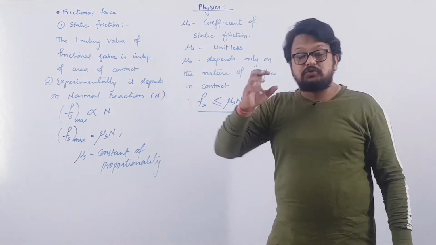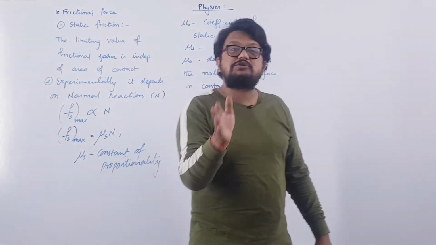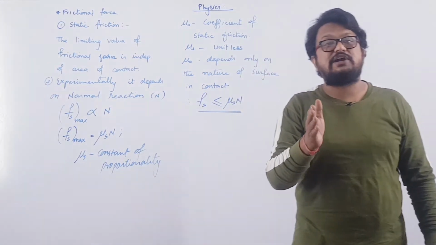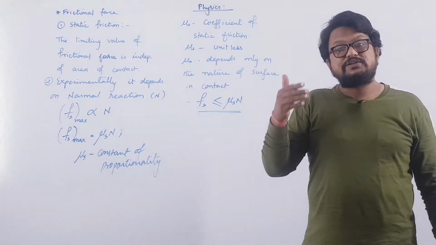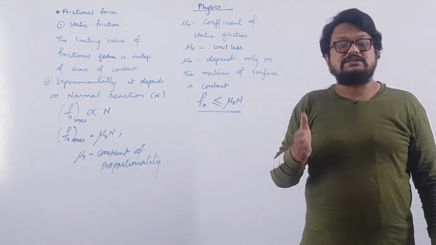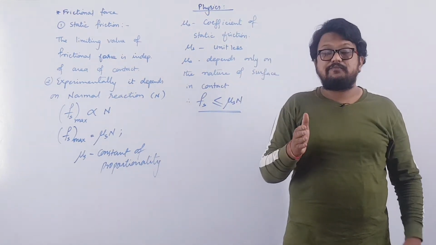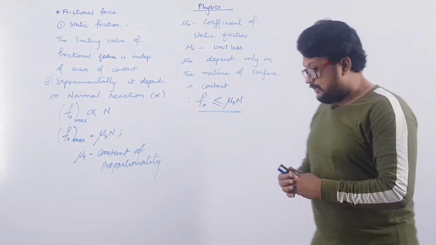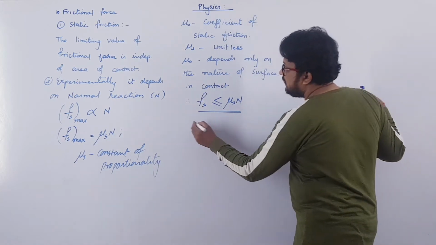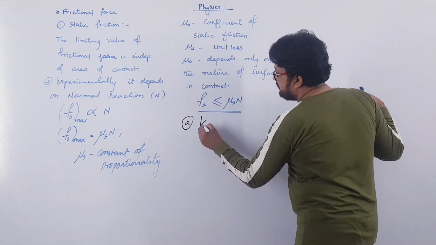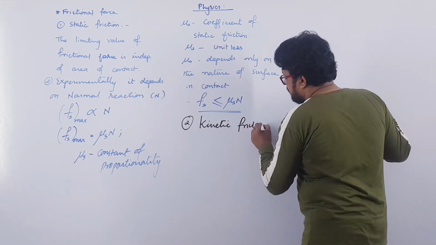So it means that to bring a body into motion, we have to apply more force, because the maximum value of static friction force is more. Once the body is in motion, the frictional force acting on that body will decrease when the relative motion starts, right? In this case, the frictional force acting on the body is known as kinetic friction. The second type of friction is kinetic friction.